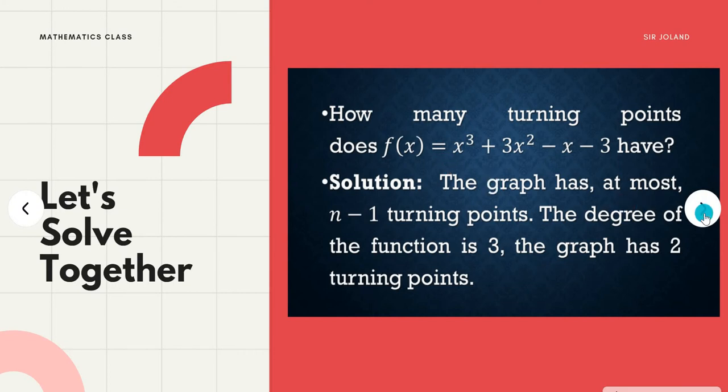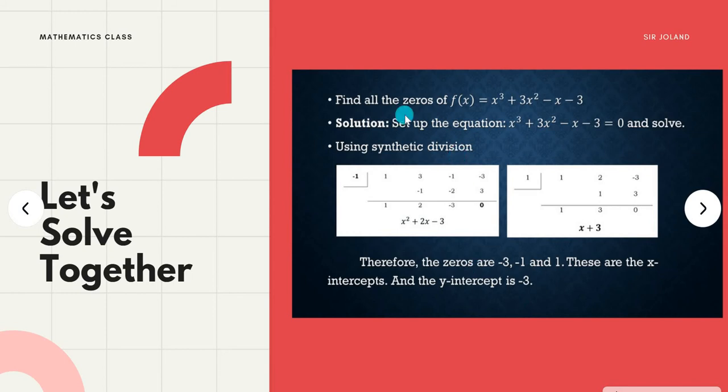Okay? Next, let's find all the zeros naman of the function. So, first step natin dito is to set the equation. So, gagawin natin equation yan. So, what will happen is i-equate natin sa 0. So, we have now x cubed plus x squared minus x minus 3 is equal to 0. And then, solve.